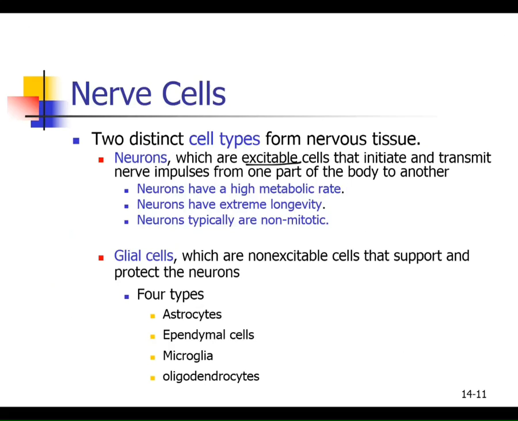There are astrocytes, ependymal cells, microglia, and these cells called oligodendrocytes. While we're here, just so that later on it makes sense to you, please go ahead and write that these are glial cells in the CNS. I'll make that distinction later on, but these four glial cells are only found in the central nervous system.